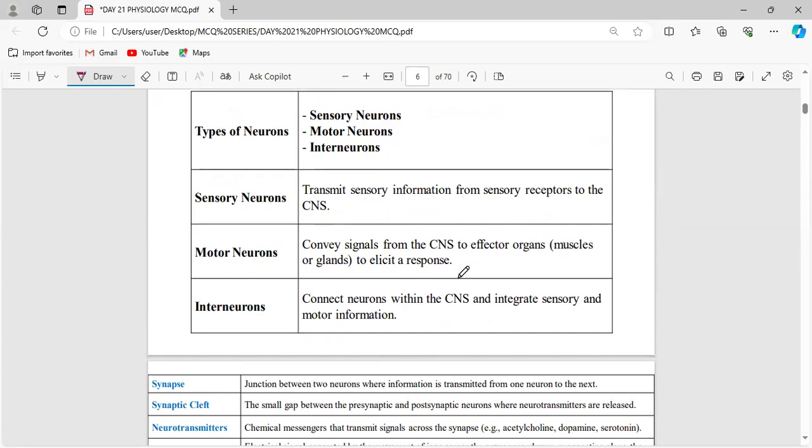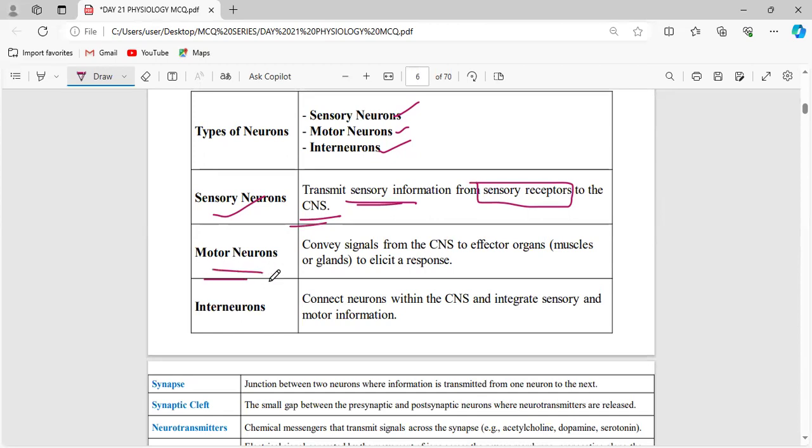Okay, so we have different types of neurons, and that will be sensory neuron, motor neuron, and interneuron. What is sensory neuron? This is the neuron which is particularly dealing with the transmission of sensory information from the sensory receptors to the CNS. Okay, so sensory neurons is the one transmitting the sensory information to the central nervous system, that is brain.